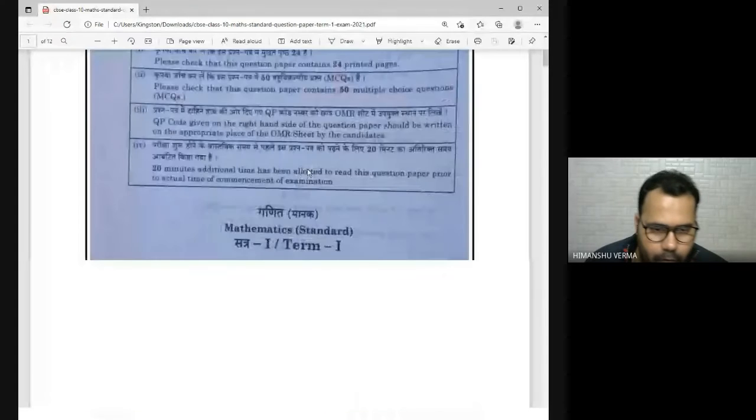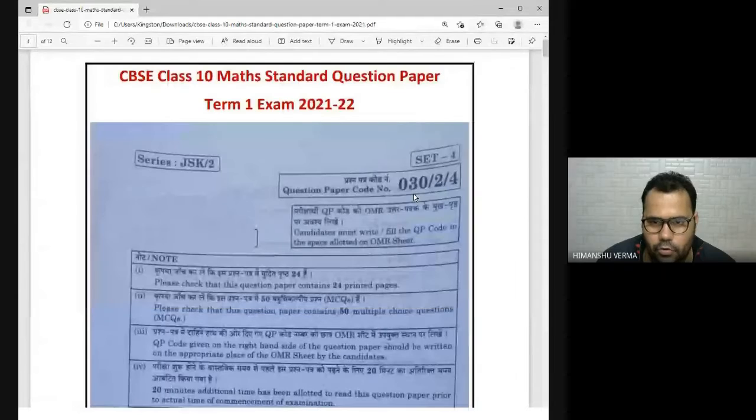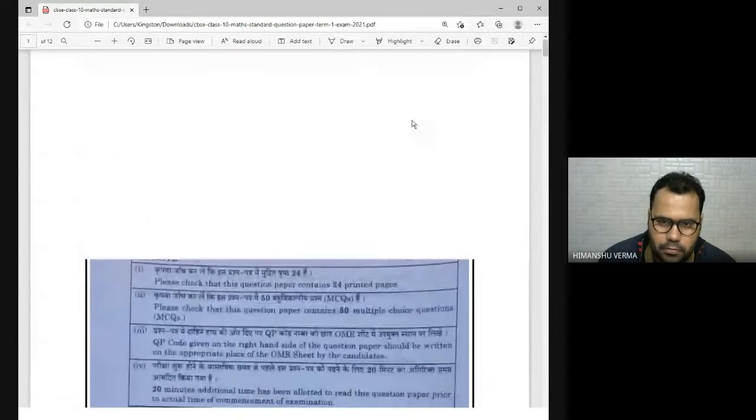Okay, so this was the paper which I got. Do you have the same set or a different set? Mine was set 4. Set 4, and this is okay. The same set, I think. Set 4.